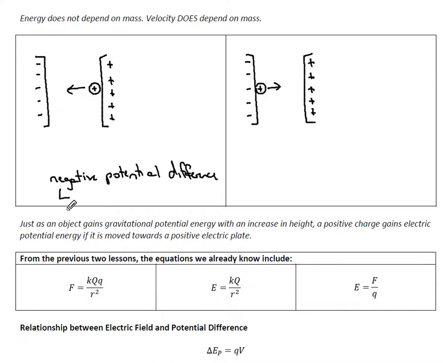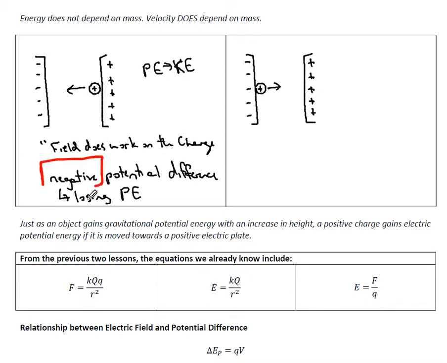So in this case, it's losing potential energy, but it's gaining kinetic energy. So we can think of this as the field does work on the charge. Okay, so in this case, PE is being converted to kinetic energy. So when we have this scenario, this is when we have a negative potential difference, so negative work.